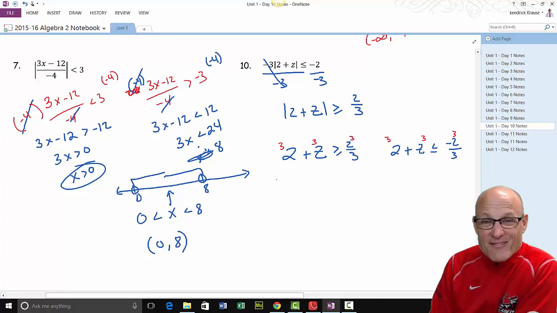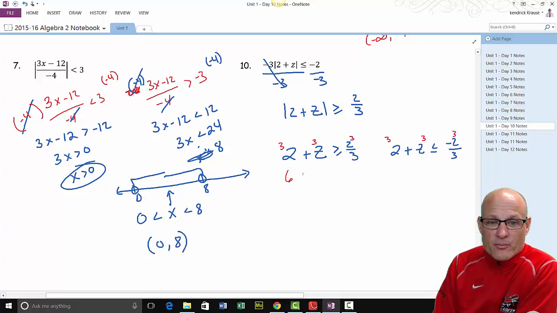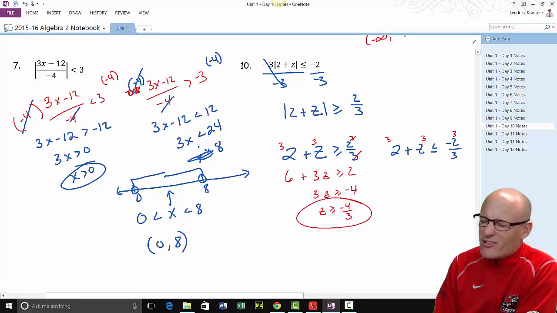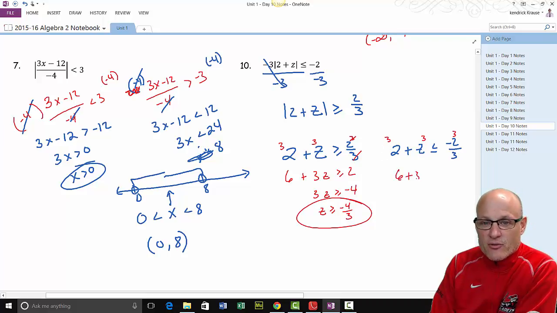So I'm going to multiply everything through by 3. So I get 6 plus 3z greater than or equal to 2. Let me finish this. 3z is greater than or equal to -4. Divide by 3, I get z is greater than or equal to -4/3. That's part of my answer. Is it going to be an or or an and? I don't know. 6 plus 3z less than or equal to -2. We'll subtract 6, so I get 3z is less than or equal to -8.